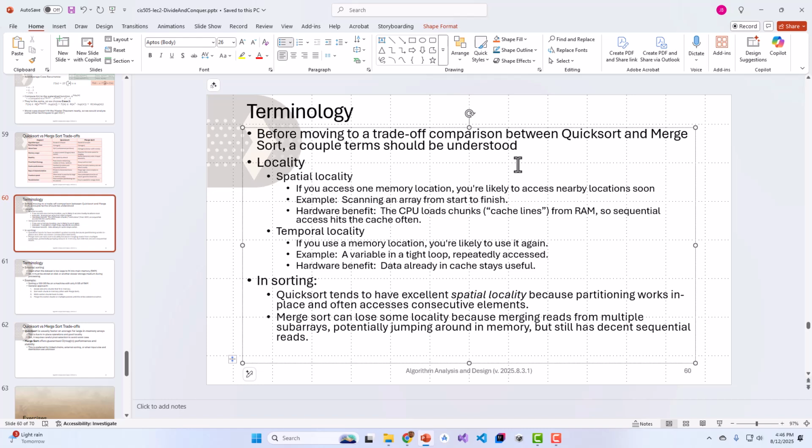Temporal locality has to do with time. If you use a memory location, you're likely to use it again. Okay, so this one's not how are they relative to one another. It's that if you used it once, you'll probably use it again. Example would be a variable in a tight loop, repeatedly accessed. Hardware benefit would be data already in the cache stays useful. So your CPU and other devices have cache memory, which is a very, very small amount of memory, but it keeps stuff that it uses often in there.